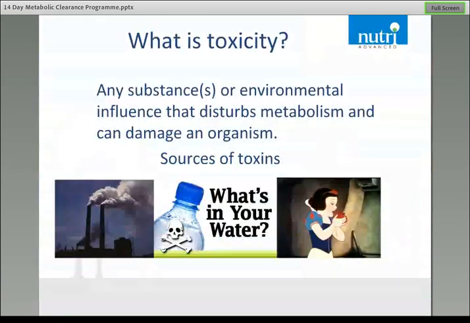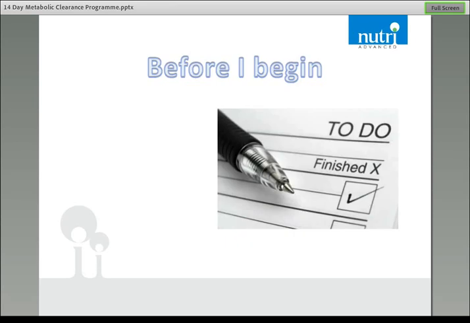I'm sure by now your practitioner has already spoken to you about toxicity, and this is why they've driven you towards this metabolic clearing program. I just want to go through what toxicity is. Well, it's any substance or environmental influence that disturbs metabolism and can damage an organism. So where do you get those sources from? Well, it's the air that we breathe, the water that we drink, and the food that we eat. It's impossible to avoid exposure to toxins. However, we can definitely work towards minimizing them.